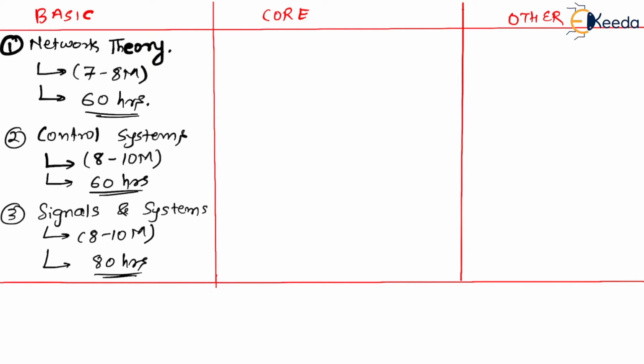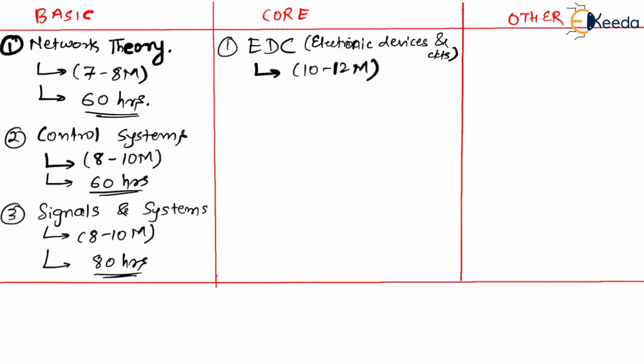Now speaking about the core subjects, the first subject that we have is EDC. EDC in the sense electronic devices and circuits. So it is going to be EDC. In EDC, let me write down electronic devices and circuits. Right. So if you think of EDC, the weightage is going to be around 10 to 12 marks, and the time required to complete EDC will be somewhere around 80 hours.